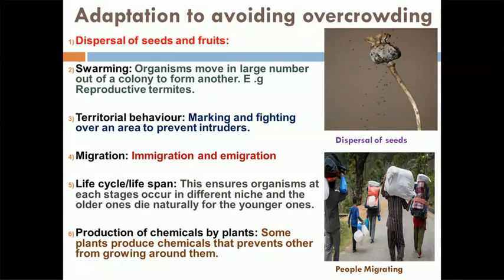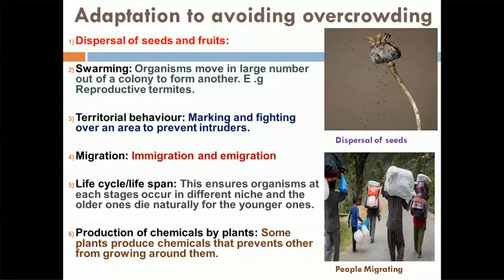Number 2 is swarming. Here, organisms move in large numbers out of a colony to form another. For example, reproductive termites live in groups, in colonies, so sometimes they move in large numbers to other places to form new colonies. So this will help to reduce overcrowding.